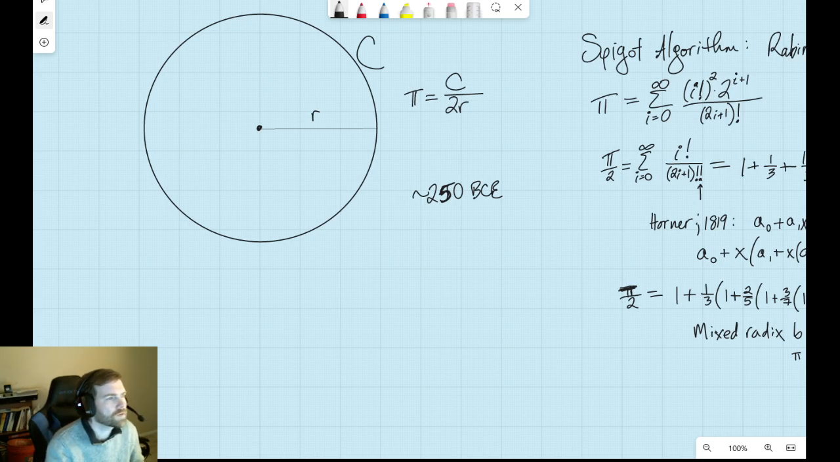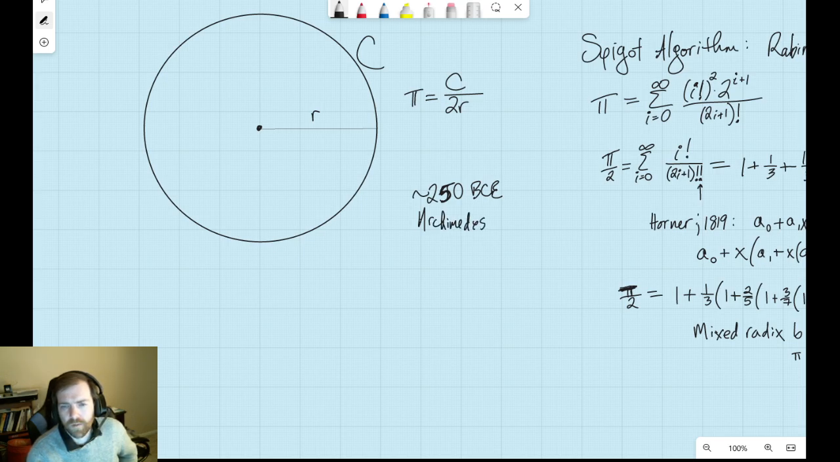Somewhere on the order of 250 BCE, Archimedes came up with a rather intriguing way to find pi, and this was approximating the circle by inscribing it and circumscribing it at the same time.